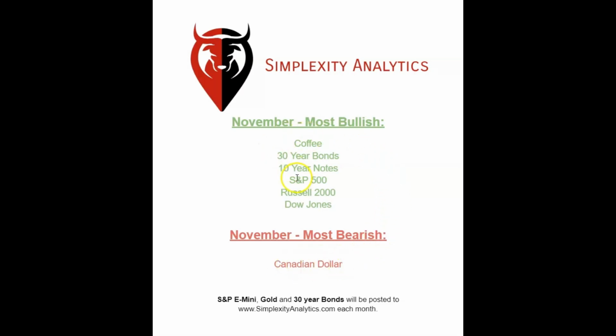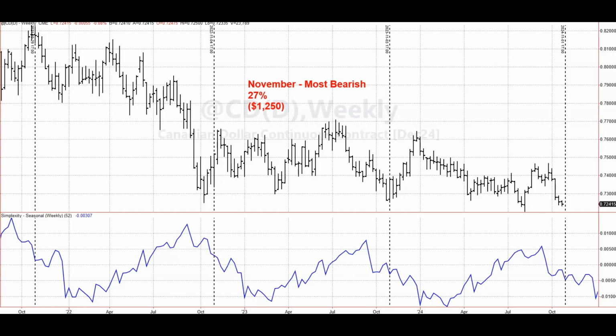We do the S&P E-mini every month, well this month especially since it is the most bullish month, and as well we're going to take a look at the 30-year bonds. First up, we're going to have a look at the only bearish market that we have for this month, and that's the Canadian dollar. If you look at the stats for it, 27% of Novembers have finished higher than they have opened.